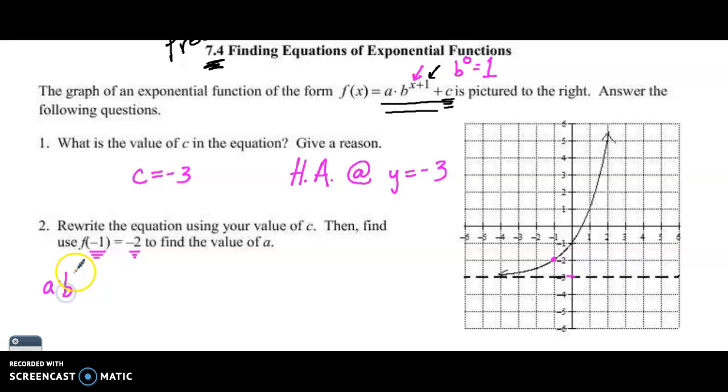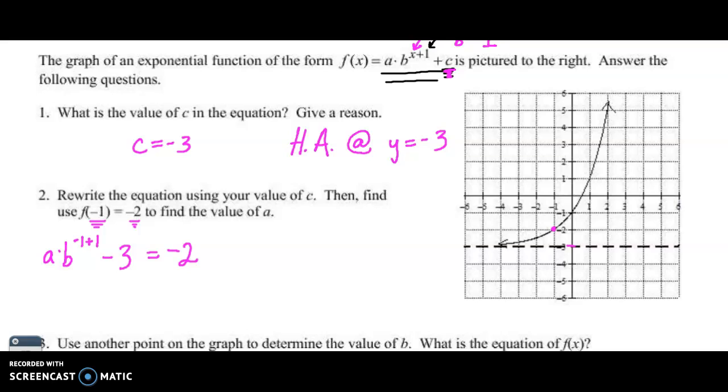So what we know, based off of this statement, and I'll write it all out, a times b to the -1 plus 1 power. I'm replacing -1 in for that x. And now I'm replacing c with -3, must give me a value of -2. So sometimes I'll give you the function notation and the ordered pair. Other times I will only give you the graph. So it depends on the problem.